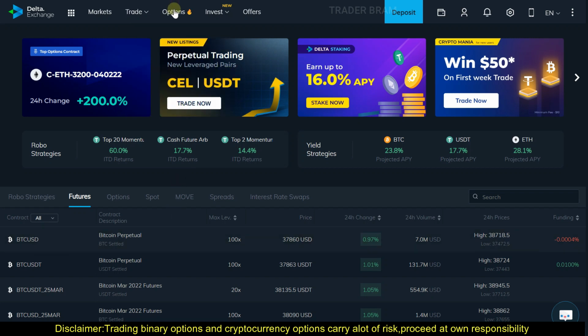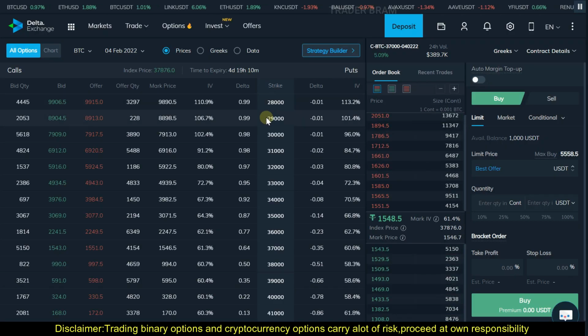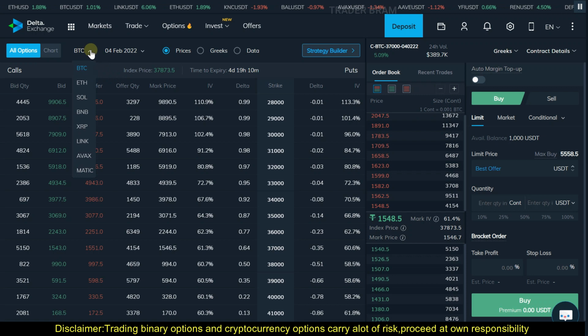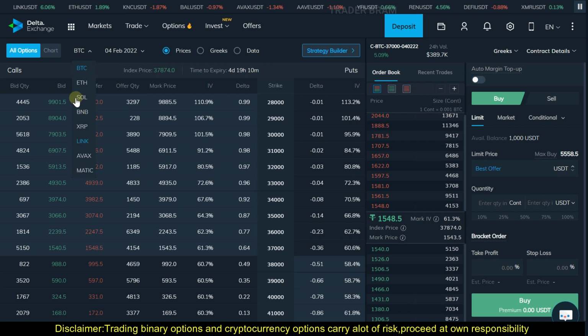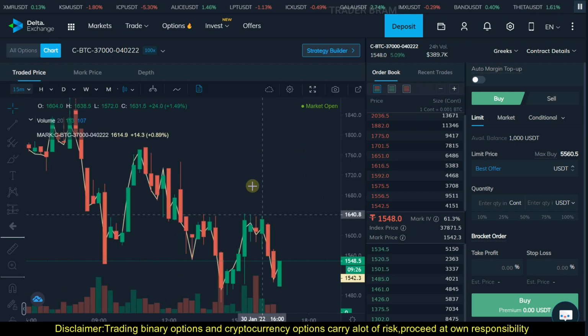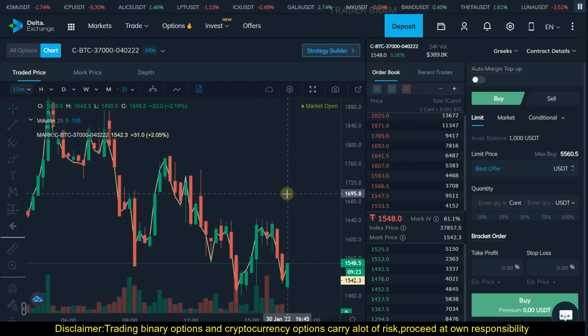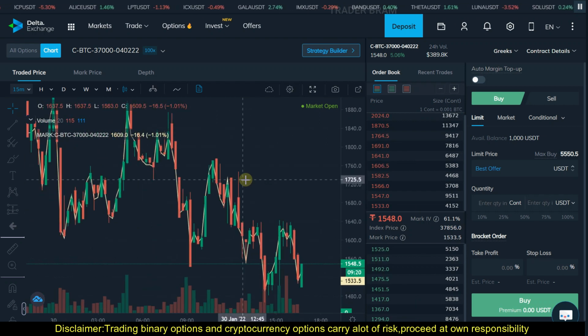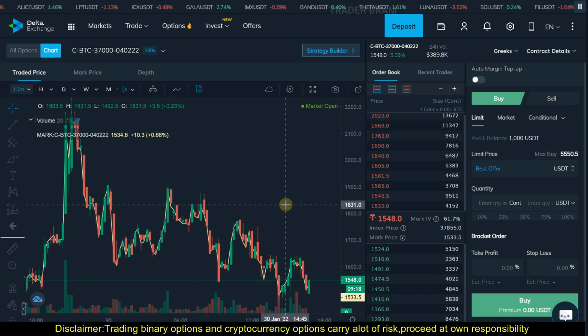We also have options that you can trade. When you click on that drop down, we have these coins that you can trade in their option platform. You can trade the Bitcoin, the Ethereum, the Solana, the Binance, XRP, Link, AVAX, and Matic. So those are the coins that you can trade. When you want to view the charts instead of the prices, you can just click on that area. And this chart is from TradingView. So you can get a good chart because TradingView is a good platform.